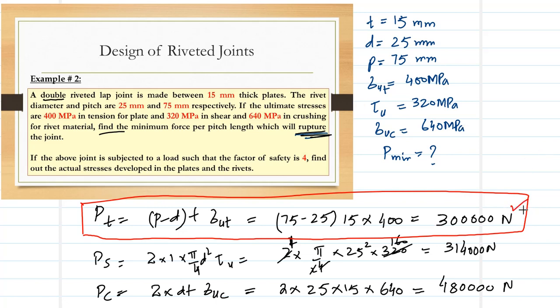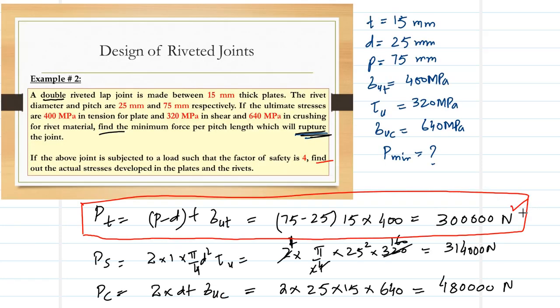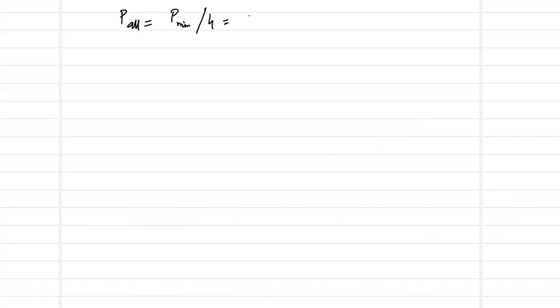Now the next: if the above joint is subjected to a load with a factor of safety of 4, find the actual stresses developed in plates and rivets. Now we have to select a minimum force. Because the factor of safety is 4, P allowable is P minimum over 4. So this is your P minimum. Clear? So this is 300 kilonewton divided by 4.